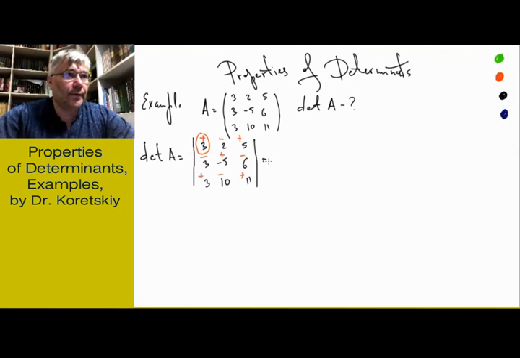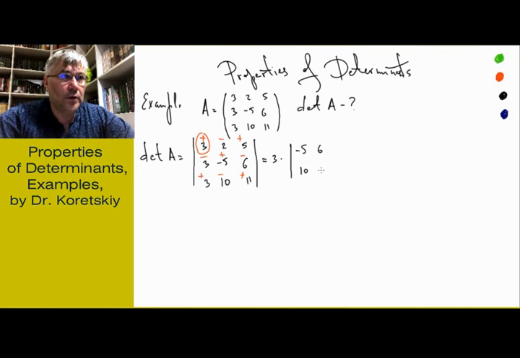And I have something like 3 times. You remember that we have to take this element and exclude the corresponding row and column, and the rest of the matrix we take as a 2 by 2 matrix for determinant calculation. So we have here minus 5, 6, 10, 11. Next goes this with the sign minus, 3 times. We have to exclude the second row and the first column, and we have here 2, 5, 10, 11.